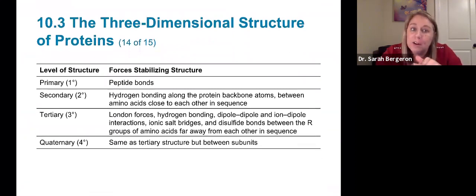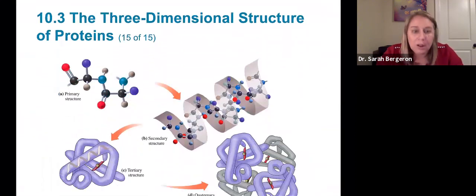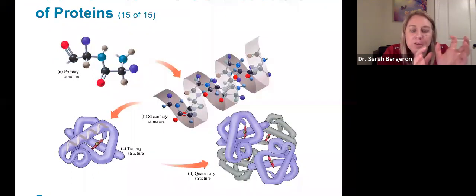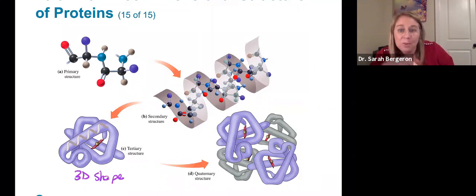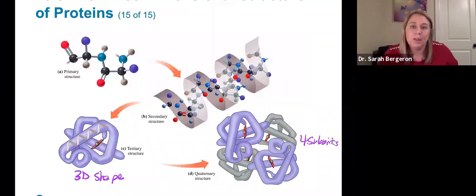So this is just a reminder of the different forces that stabilize each of the levels of structure. Here's a visual image of the different ones. A is primary structure, our sequence of amino acids. B is whether we're going to make an alpha helix or a beta sheet. Tertiary is when we have multiple alpha helices interacting with maybe a beta sheet and other things, and it gives you an overall 3D shape. So this is a globular protein. And then this one needed 4 subunits in order to be functional. So this 4 subunit protein has a quaternary structure because it needed more than 1 subunit. So let's go answer some problems.